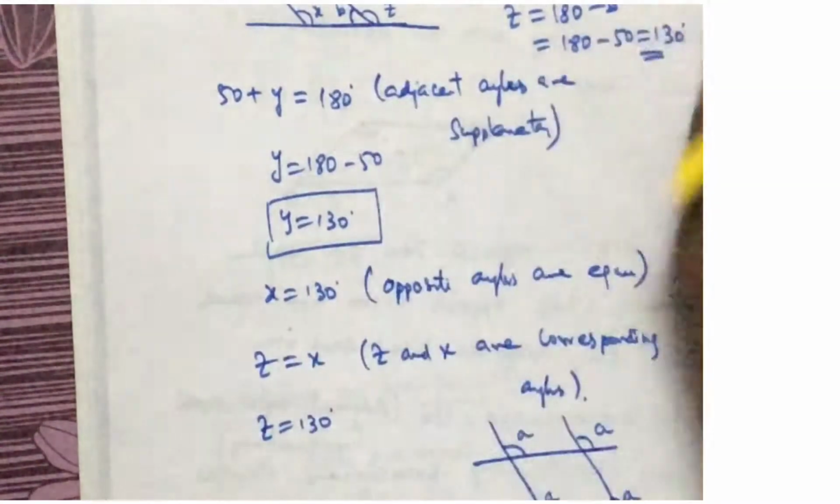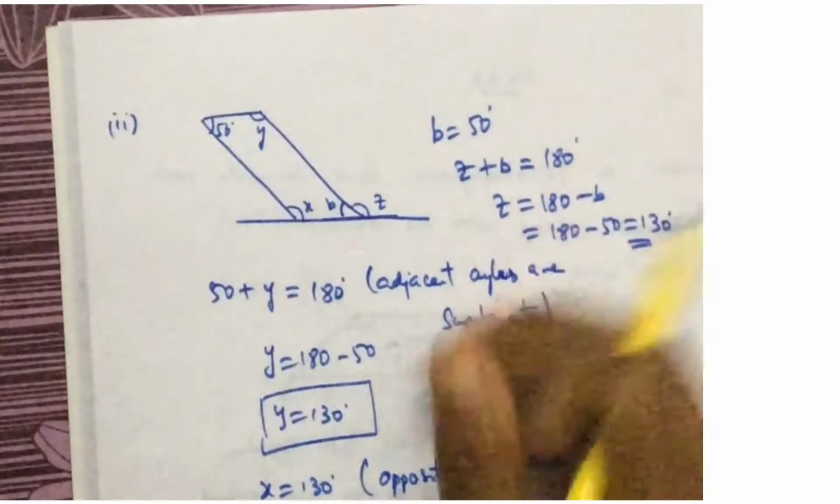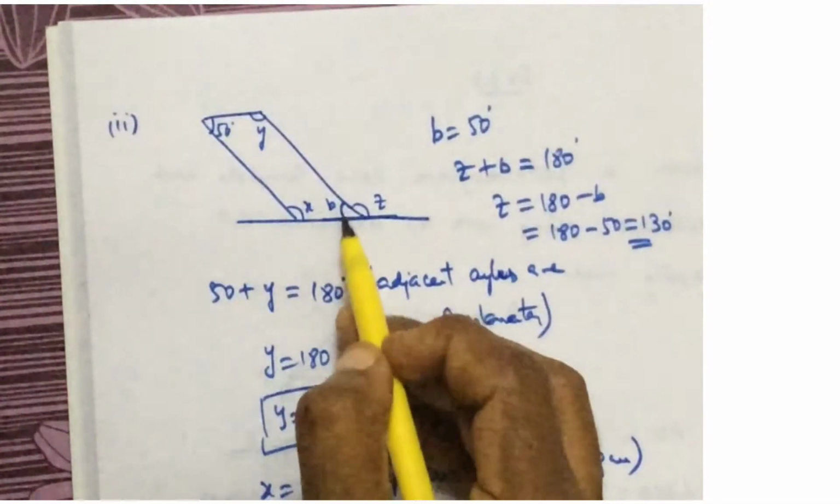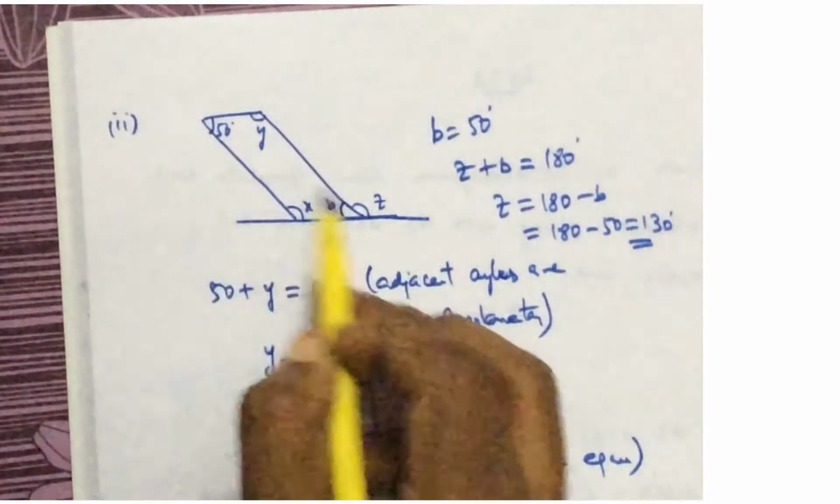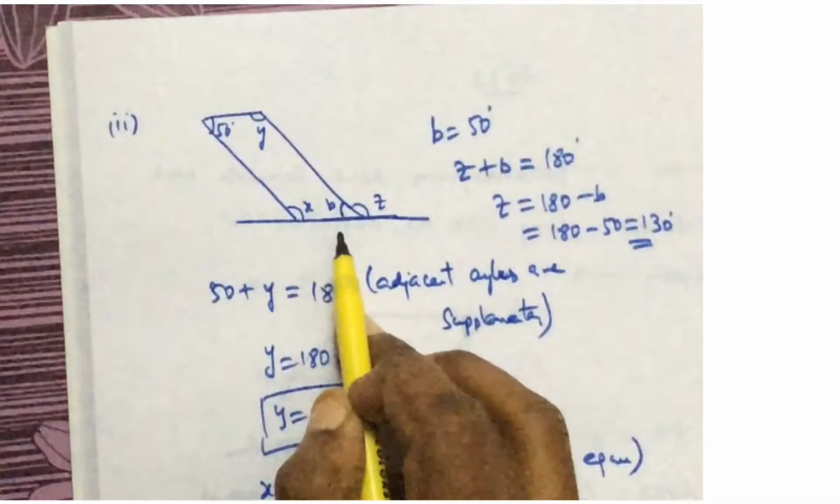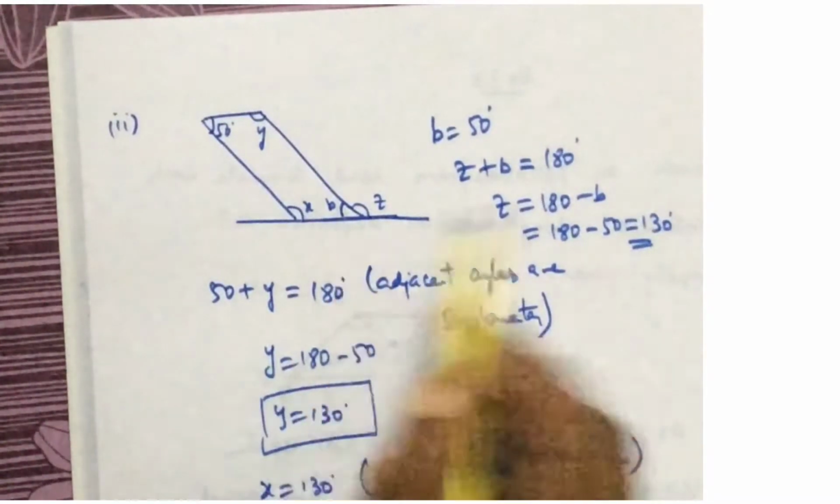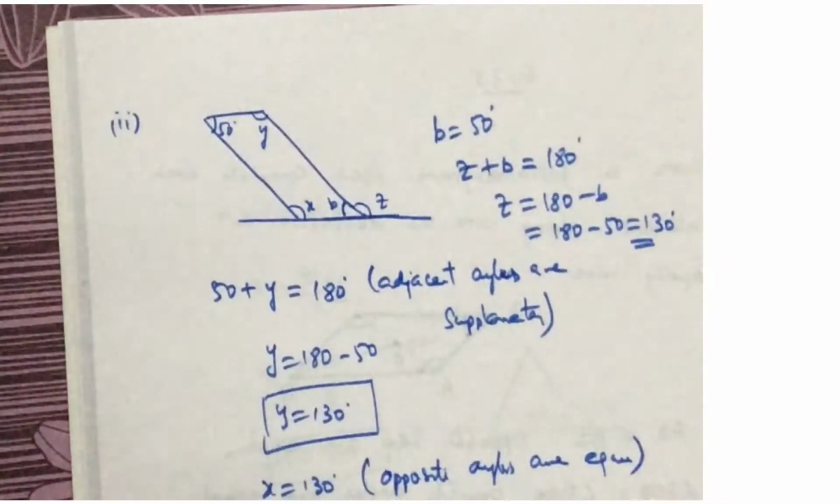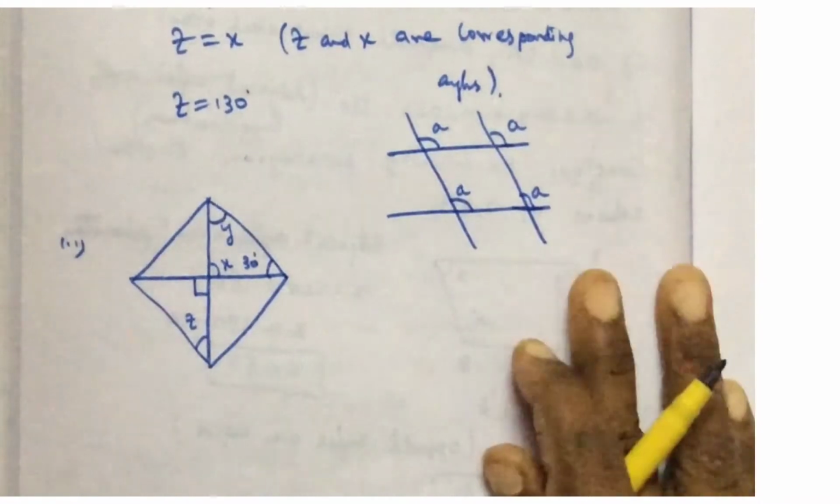If you could not catch this, there is another way of doing that. We can still mark this as B and say these two are opposite angles. B is 50. From that you can calculate what is Z. Next problem is I have to find X, Y and Z.